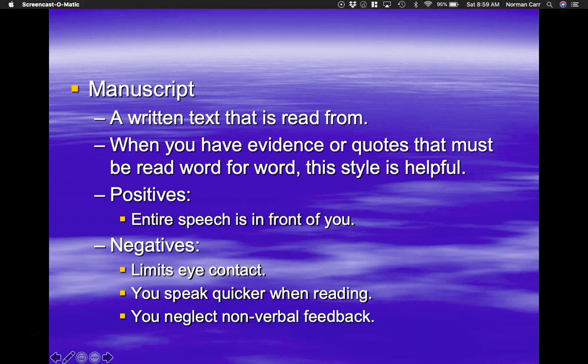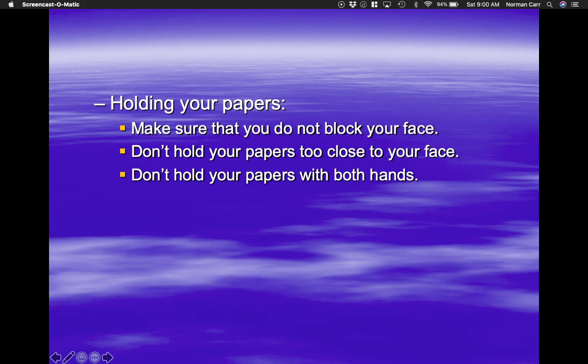Probably the most positive thing about a manuscript is that you have your entire speech in front of you. So if you are the type that gets nervous, you'll always have that comfort of having the entire speech right there in front of you. Negatives to that, generally, you're not going to be looking at your audience as much, if at all. If you are reading from paper, generally you're going to speak a little faster. And then once again, with that limited eye contact, you're not really paying attention to your audience's nonverbals. Most of you will be using manuscript.